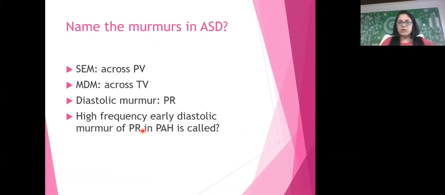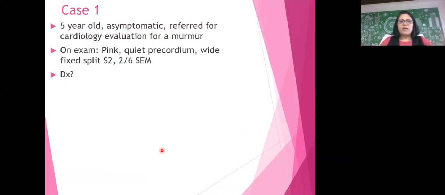What is that called? The high frequency early diastolic murmur of pulmonary hypertension with pulmonary regurgitation. What is the name of that murmur? Anyone? PG's in there? So that is the Graham Steell murmur. So these are the murmurs you can get. Now, let's do a case.